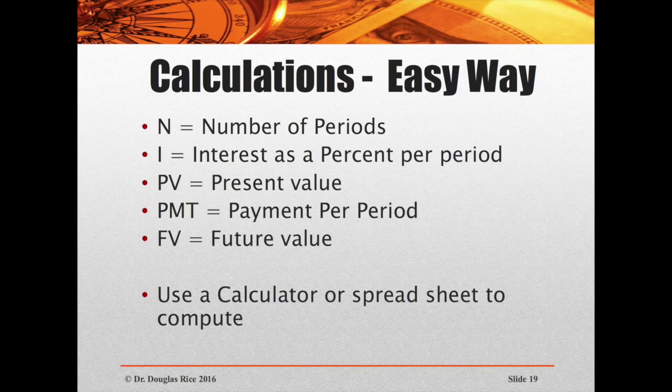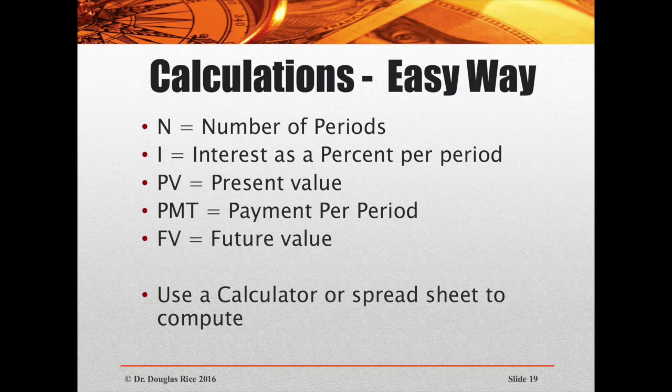Okay, so now for the easy way. We're clearly not going to hit the calculator buttons that many times, but that's the way compounding works. It's a very segmented, simple process, but we want an easier way to do it because the problems are going to get somewhat complicated. So here we go. There are 5 variables in the easy way calculation.